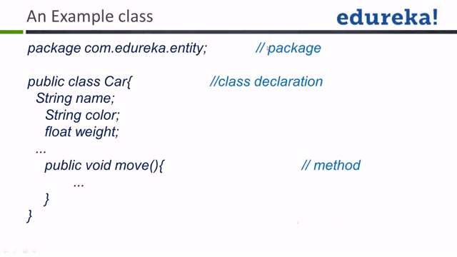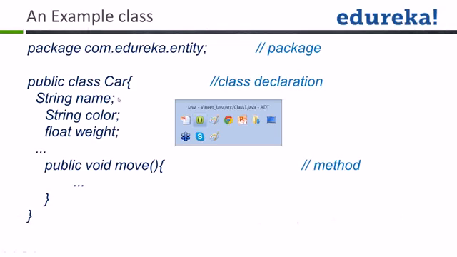Now what is a package? A package is a path. Okay, it is a physical path where your classes, where your Java files that you're creating are stored. So when you write com.edureka.entity, com is a folder, edureka is also a folder, and entity is also a folder. Okay. Now let me show you. Just remember com.edureka.entity and the name of the class.